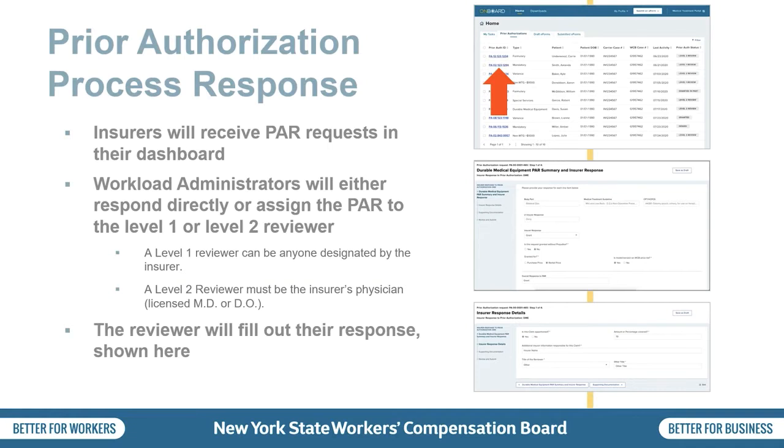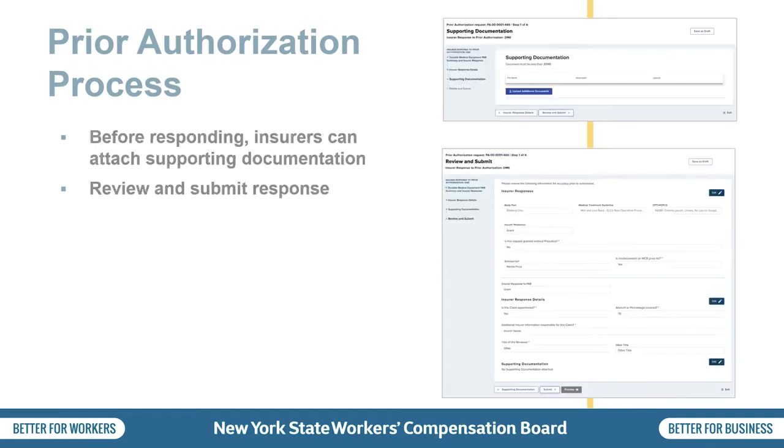And a quick reminder of who Level 1 and Level 2 reviewers are. A Level 1 reviewer can be anyone designated by the insurer, and a Level 2 reviewer must be the insurer's physician, being a licensed MD or DO. The next step for an insurer would be to upload any supporting documentation needed, such as clinical studies or other medical treatment guidelines, before reviewing and submitting a response to the PAR.